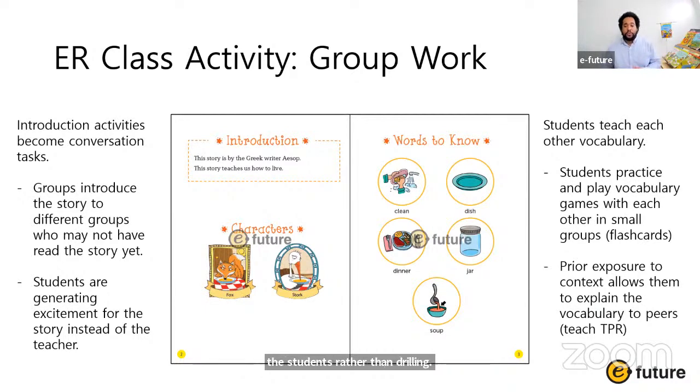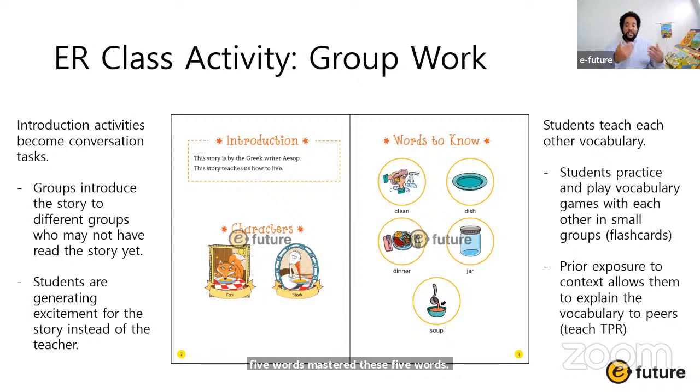And then this prior exposure also allows the students to do things like TPR, that is student-led. So instead of having the teacher create the actions for each of these words, if you want to do that sort of TPR, you tell each group to come up with their own actions for the words that they have to study for their book. When that is done, they have more or less mastered these five words.